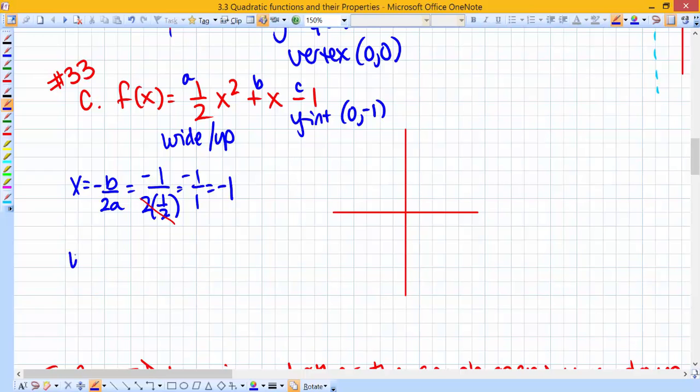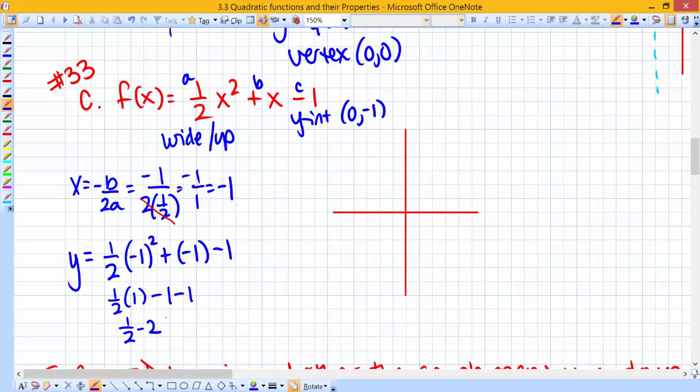So now we need to find y. So I'm going to plug in -1. So I have 1/2 times -1 squared plus -1 minus 1. So -1 squared is +1. So this is 1/2 times 1 minus 1 minus 1. This is 1/2 minus 2.